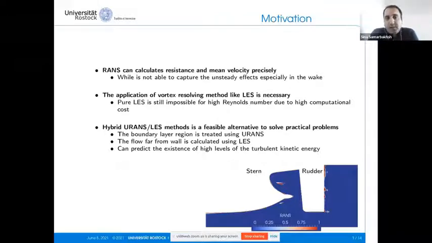In hybrid RANS LAS method, the boundary layer region is treated using URANS, and the flow far from the wall is calculated using LAS. If you look at the picture at the bottom of this slide, you can see very thin region close to the wall of the ship. This is the stern region of the ship. In this red region, we use RANS to solve a flow field, and the blue region are our LAS region. I mean, far from the ship surface, we have LAS, but at the boundary layer on the ship surface, we have RANS region.